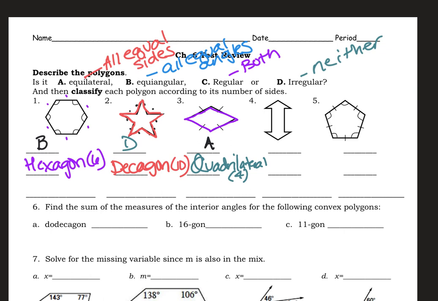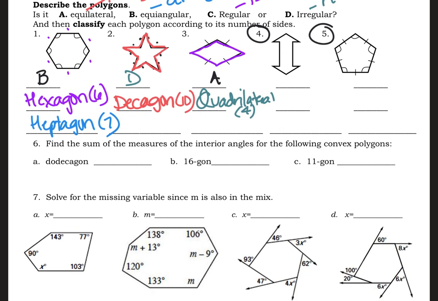Okay? All right, I'm going to have you do number 4 and number 5. Real quick, I do want you to remember one more vocab word. Let's try to remember heptagon. This one's going to be 7 sides, all right? So if you had to remember any names of polygons, please remember at least these 4.